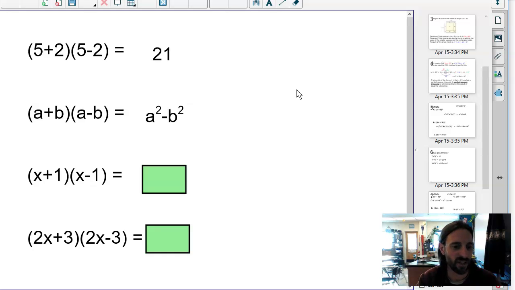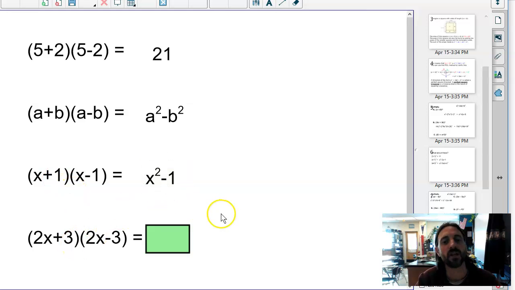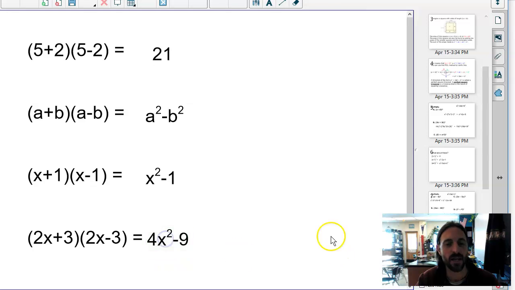And again, if you haven't already done it, pause the video and do these last two. If you FOIL them out, you should get the results, x squared minus 1, and down here, 4x squared minus 9. Notice in these examples, there's no middle term.